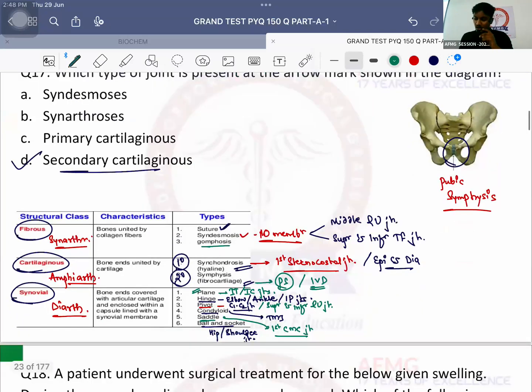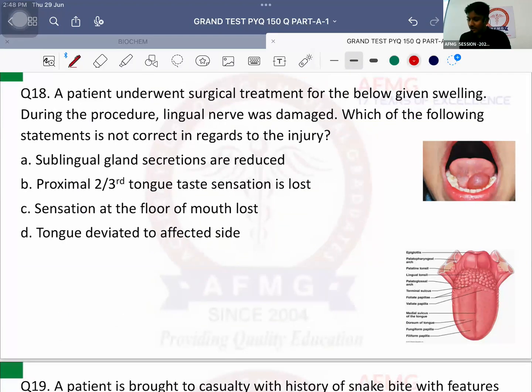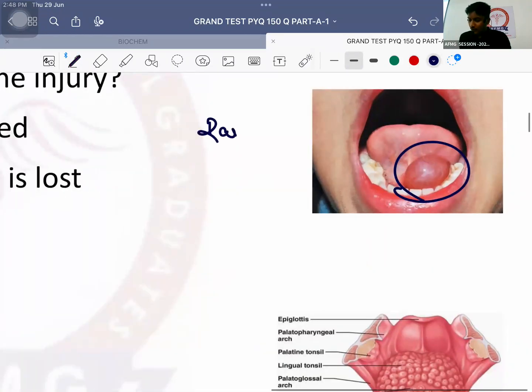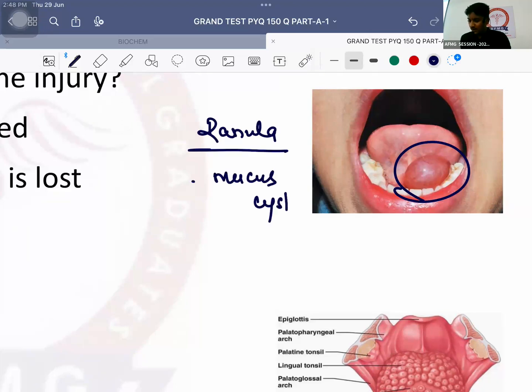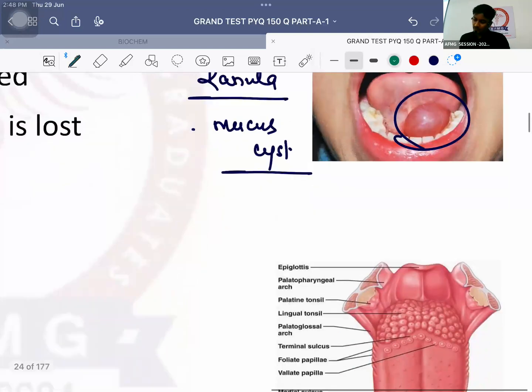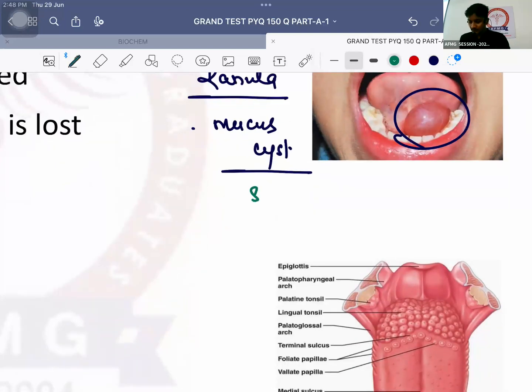Let's move ahead. Question number 8. A patient underwent a surgical treatment for the below given swelling. What is this swelling, anybody? Very good. So ranula is a swelling formed in the floor of the mouth. It is due to a collection of excess mucus. So it is a mucus extravasation cyst involving which salivary gland? Very good. It involves the sublingual salivary gland. On the transillumination test, when we shine a torch, it will be brightly transilluminant. So will the transillumination test be positive or negative? Positive. So the transillumination test is positive.